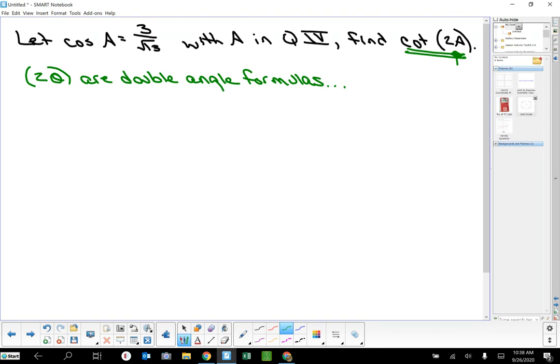However, I only gave you formulas for sine, cosine, and tangent, right? I didn't give you one for cotangent, which is why I picked this problem. But we know that cotangent is the reciprocal of tangent. And so what we're going to do is find, oops, I can't spell.